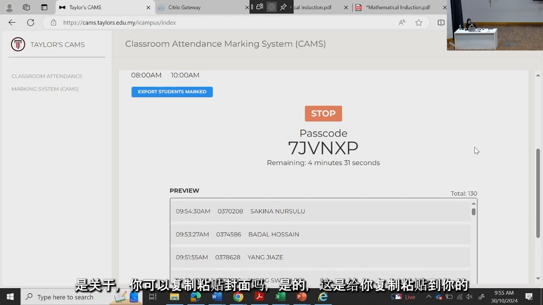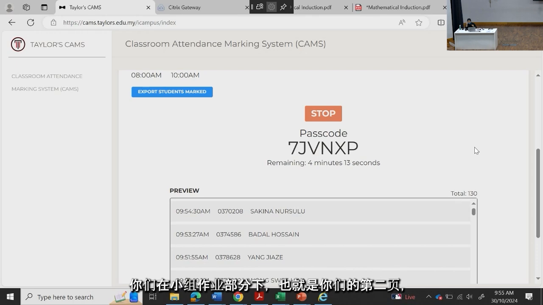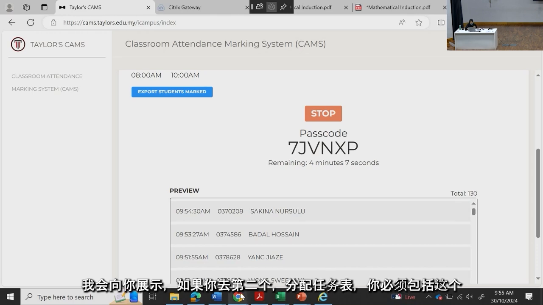Another thing was about, can you copy paste the cover page? Yes, that is for you to copy and paste in your report. Copy the cover page, paste it in your report. The second assignment task table is given to you under this group assignment section. That will be your second page. This one, I will show it to you.